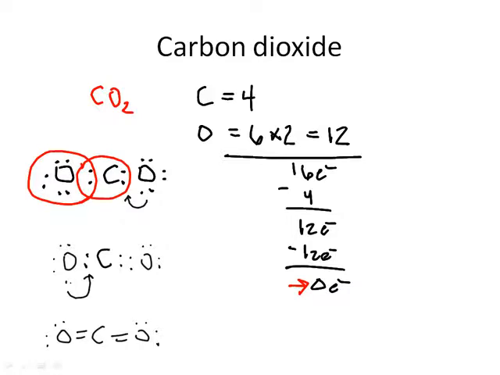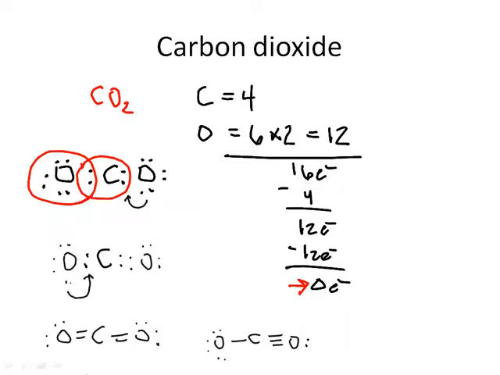Which is actually the correct structure for carbon dioxide. It's nice, it's symmetrical, we like it a lot. You might have thought, well, why do I have to take them from the other oxygen? Why not just take them from the oxygen that I had? In which case you would have ended up with this structure, a triple bond on one side and a single bond on the other.